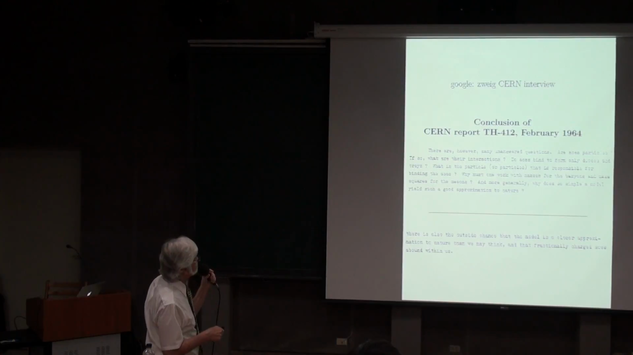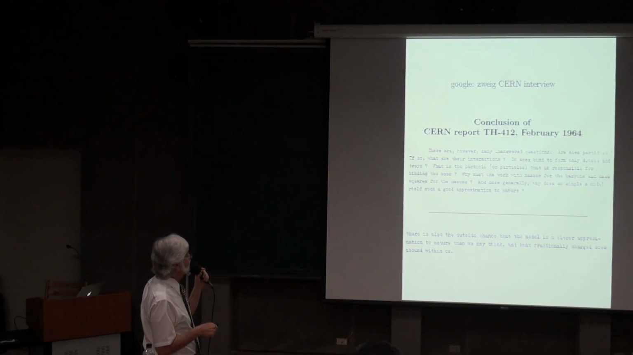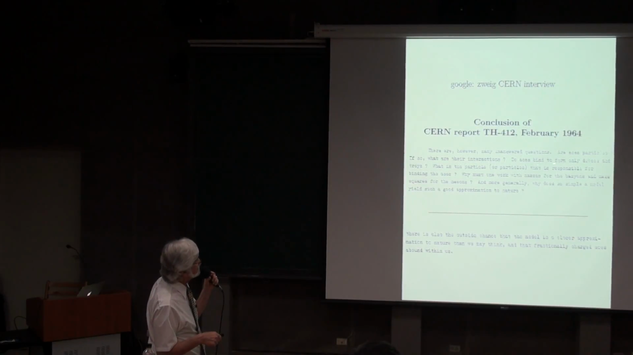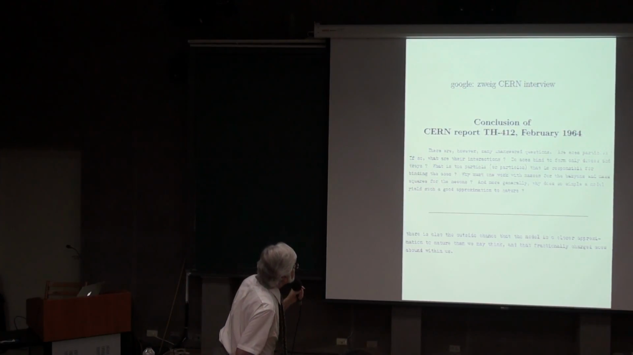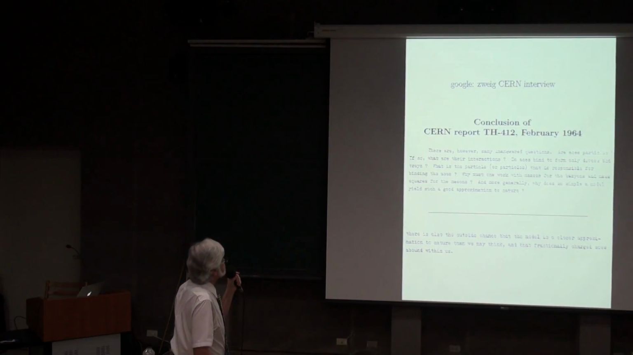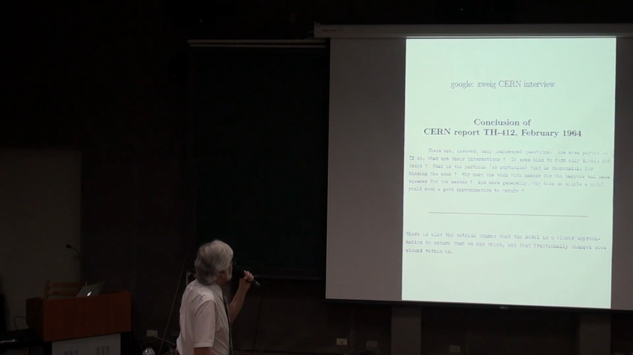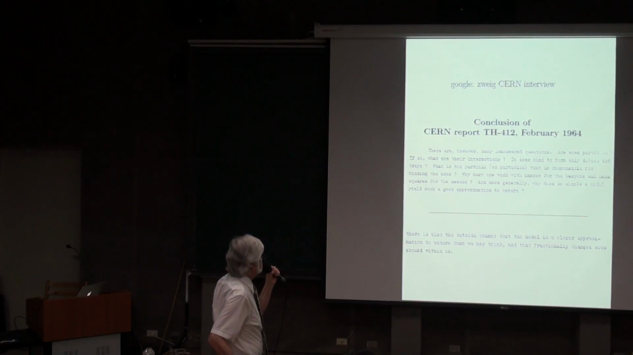Towards the end, where I'm summarizing things, it says, there are, however, many unanswered questions. Are aces particles? If so, what are their interactions? Do aces bind to form only deuces and treys? What is the particle or particles that is responsible for binding the aces? Why must one work with masses for the baryons and mass squares for the mesons? And more generally, why does so simple a model yield such a good approximation to nature?